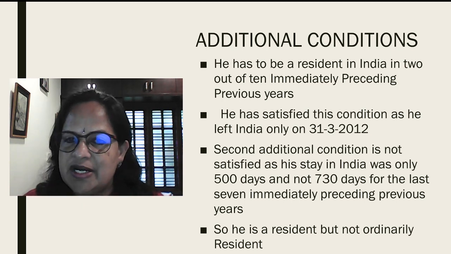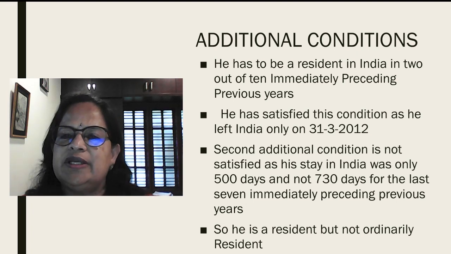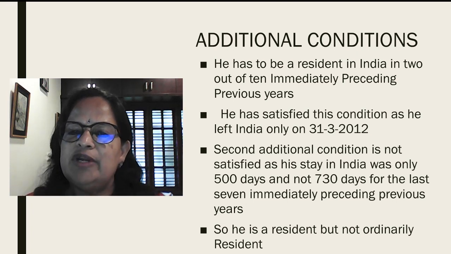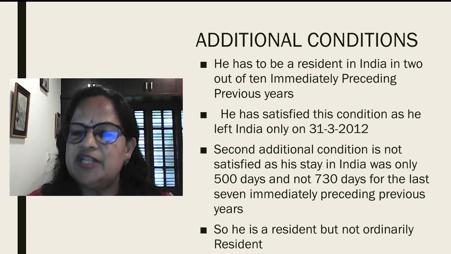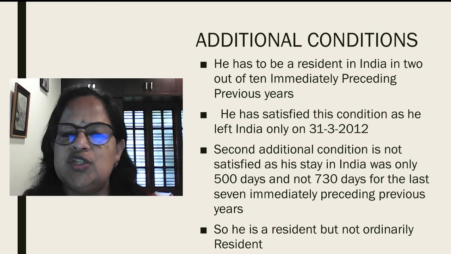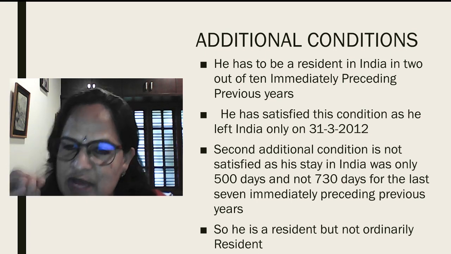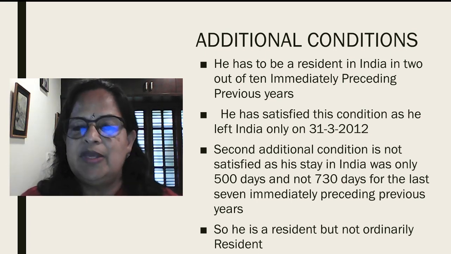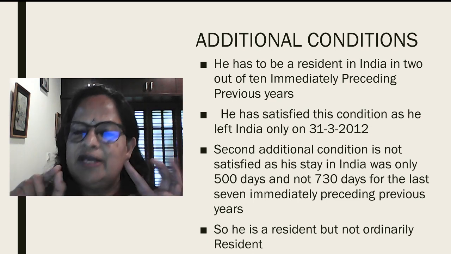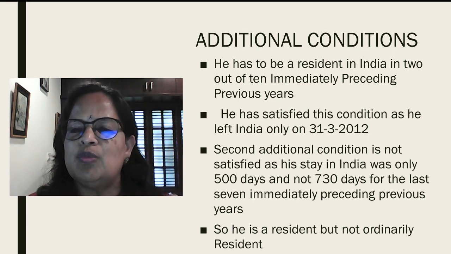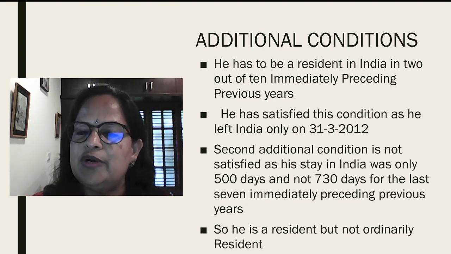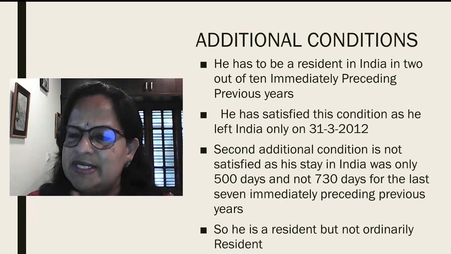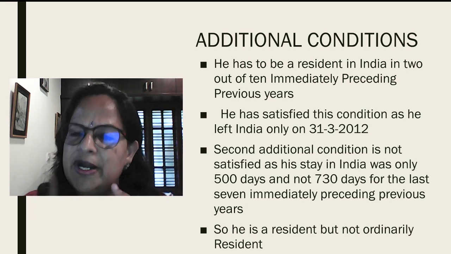Now the second additional condition is that he has to stay in India for 730 days or more in the last 7 immediately preceding previous years. Here he has not satisfied it, as the stay in India was only 500 days, not 730 days. But you don't have to count the number of days. This is to save time. The question directly mentions that he was in India for 500 days or more in the 7 immediately preceding previous years. So you have to remember, he has satisfied both the basic conditions and only one additional condition.